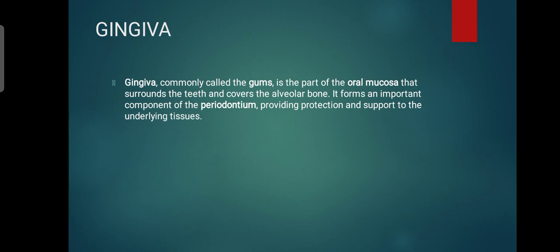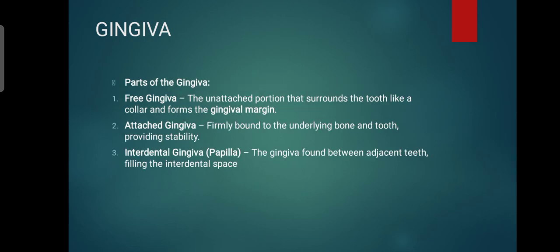It provides protection and support to the underlying tissues. The parts of gingiva are free gingiva, attached gingiva, and interdental gingiva or interdental papilla. Free gingiva is the unattached portion that surrounds the tooth like a collar and forms the gingival margin, the coronal part of the gingiva. Now, the apical part of the gingiva, attached gingiva, is firmly bound to the underlying bone and tooth. It provides stability. Now, the interdental gingiva is the gingiva found between adjacent teeth, filling the interdental space.